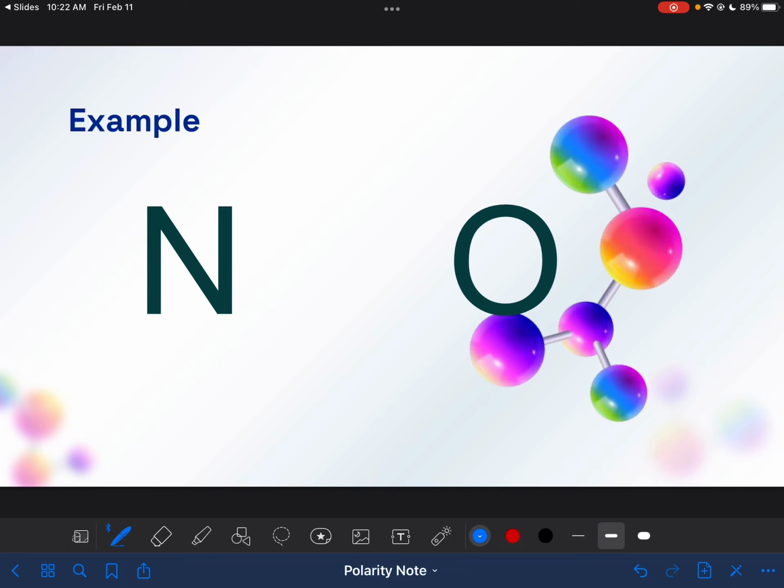Now, let's talk about some examples. So if we look at nitrogen, going on to your periodic table, nitrogen actually has 5 valence electrons.